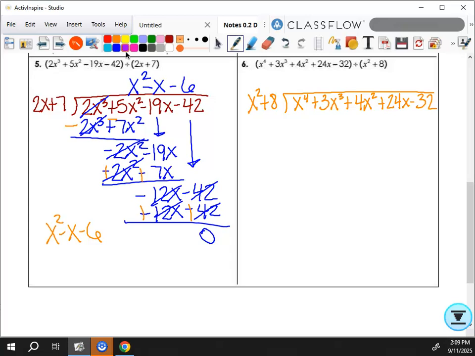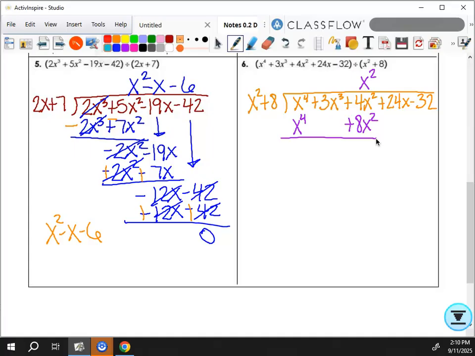All right, so x to the 4th divided by x squared leaves me with x squared. And I put it above the x squared term. Okay, make sure you line things up correctly. Otherwise, again, you just start to confuse yourself. We multiply it back. x squared times x squared is x to the 4th. And then x squared times 8 is a positive 8x squared. I put it underneath the x squared term. Line them up correctly so you don't start making up math.